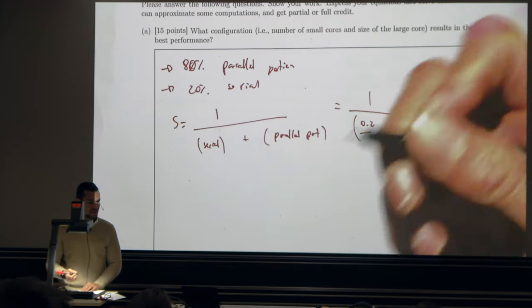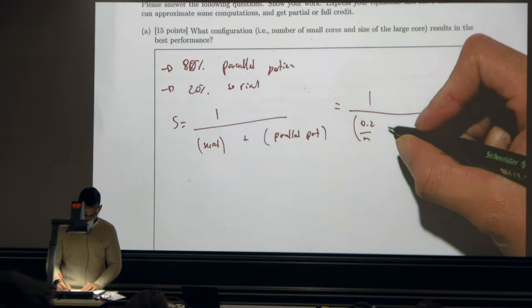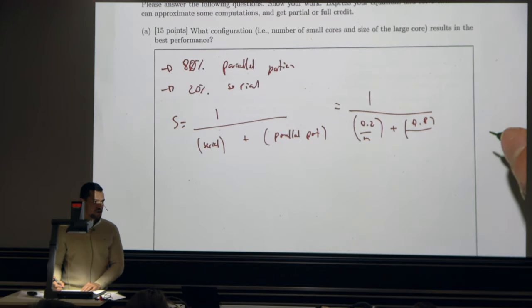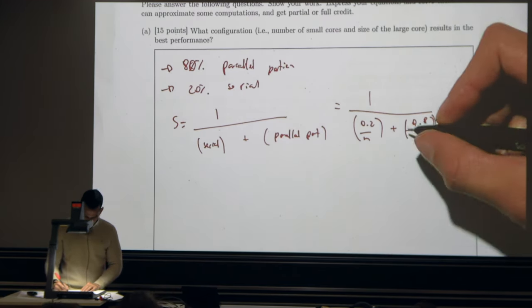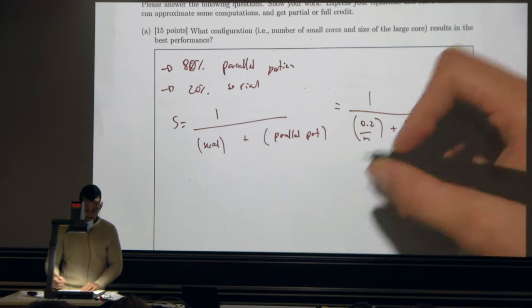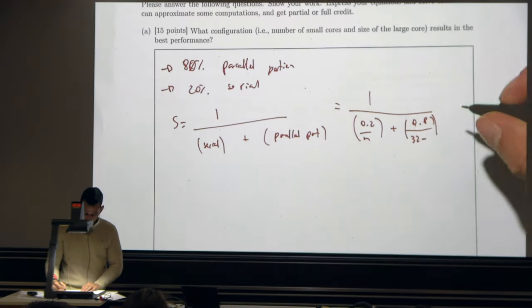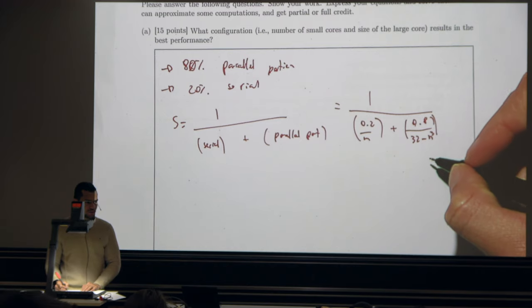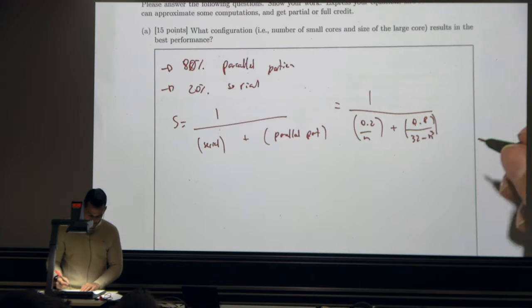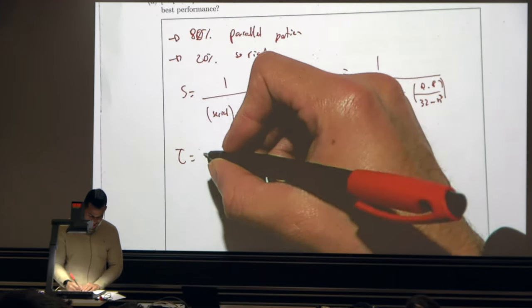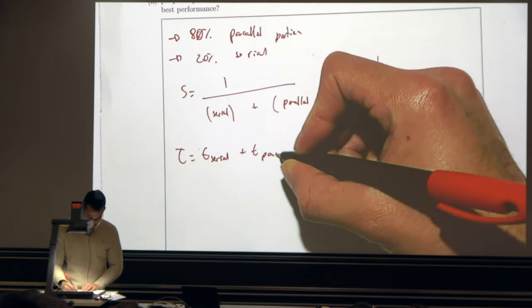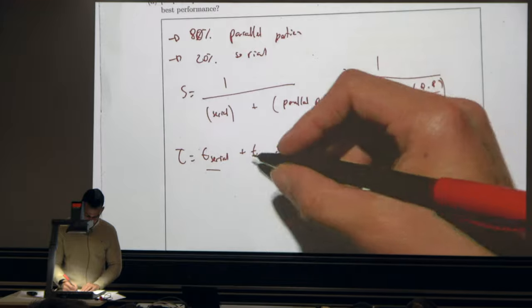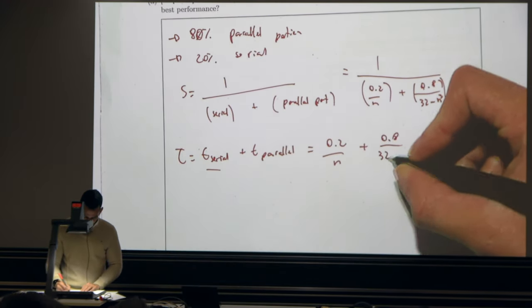The large core is n times faster than the small cores, right? So the serial part is going to be divided by n, and the rest of the execution, 0.8, is parallel. And how many cores can you fit? You're going to be able to fit 32 minus the area that you have used, right? You already placed one larger core, so this area is minus n cubed. Any question about how I formulated this equation? Quite simple. We are going to assume that the time to execute the application is the time of the serial part plus the time of the parallel part. The time of the serial part is 0.2 over n plus the time of the parallel part, 0.8 over 32 minus n cubed.